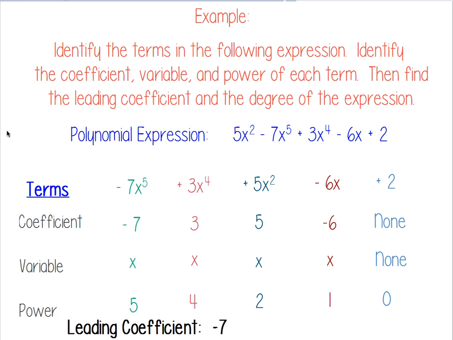And finally, it asks us to find the leading coefficient and the degree. If I'm in descending order, it's really easy to find the leading coefficient, which is negative 7. And the degree comes from the largest exponent, remember? So this is a fifth degree polynomial.